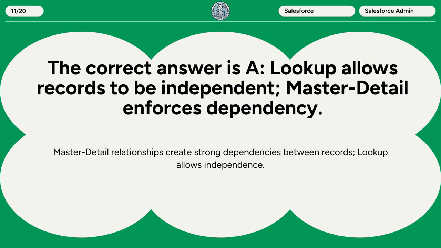The correct answer is A. Lookup allows records to be independent. Master detail enforces dependency. Master detail relationships create strong dependencies between records. Lookup allows independence.